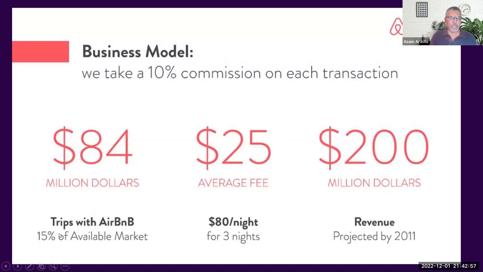So basically they say they're focusing on getting 10% on each transaction. Based on that, there are trips with Airbnb. Even if you consider 15% of the available market, it will result in almost $84 million. Then you're also going to charge about $80 per night for three nights, a typical stay. That will give you about $25 in fees.